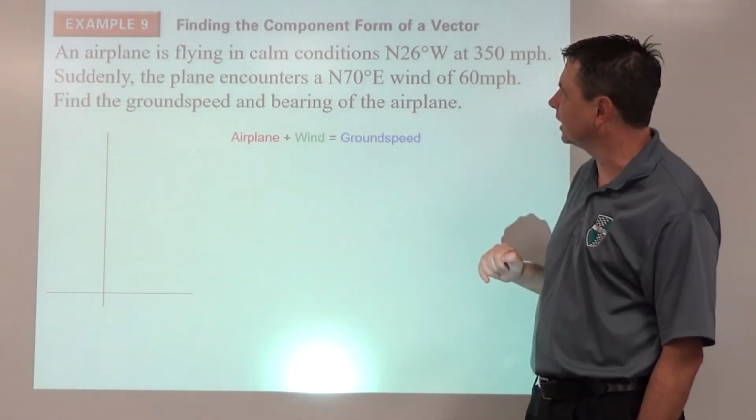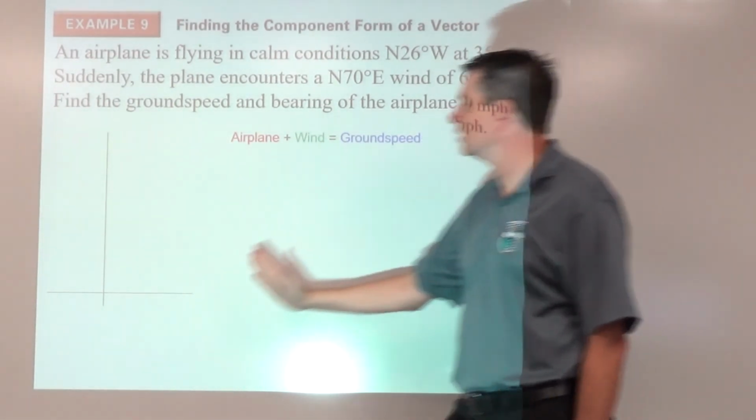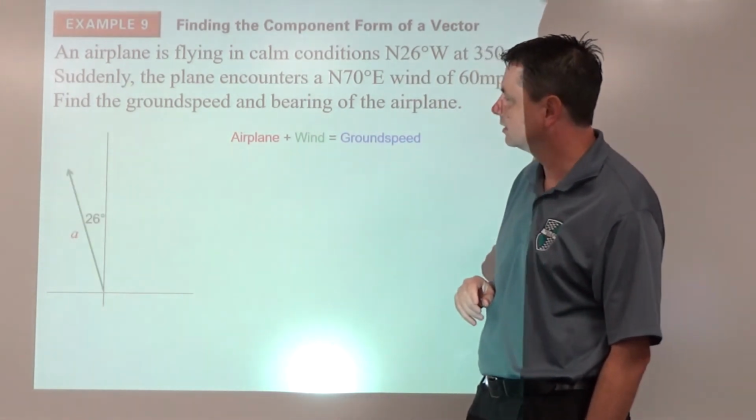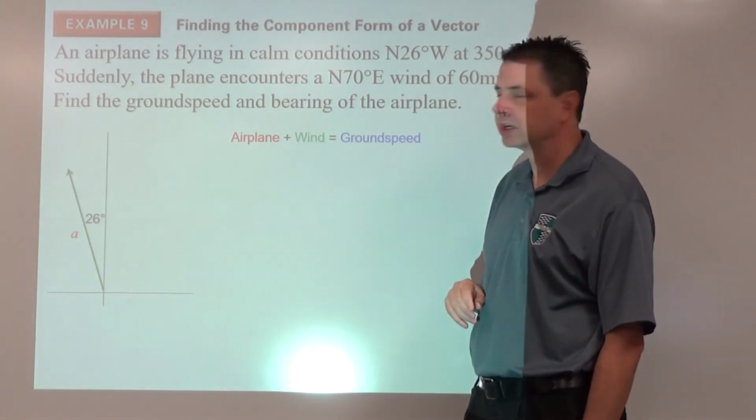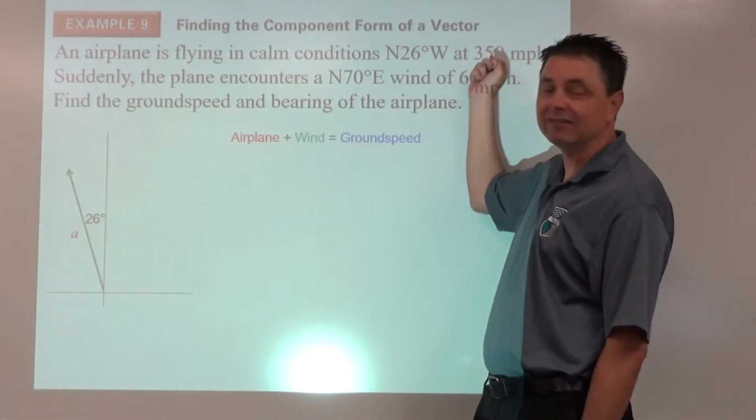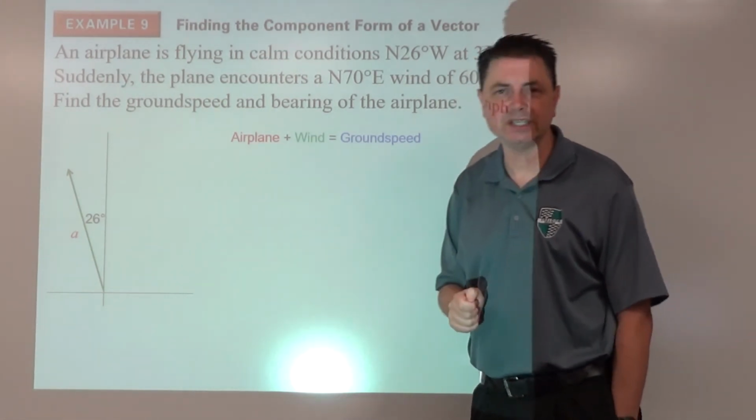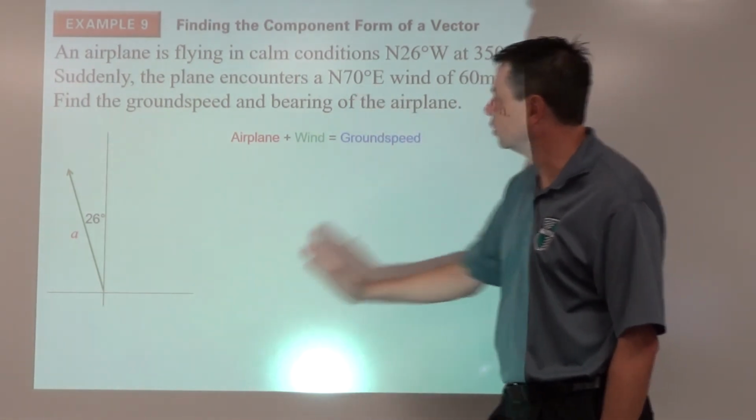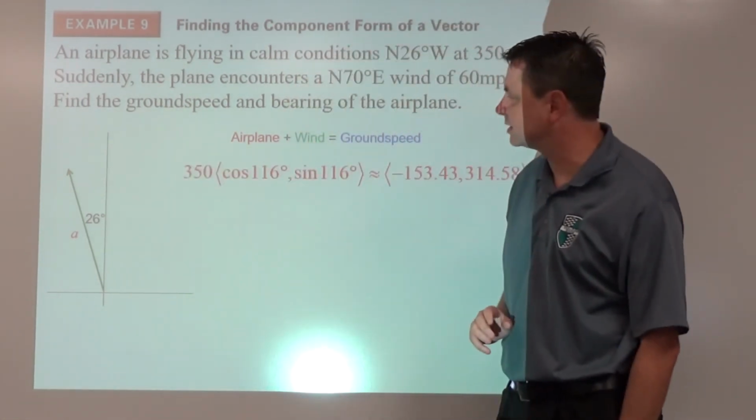All right, so we're going to start with the airplane and take a look at that. We're flying north, and we're going to bend 26 degrees towards the west. So there's our airplane vector. It does have a magnitude of 350. And then we've got a wind vector, north, 70 degrees towards the east.